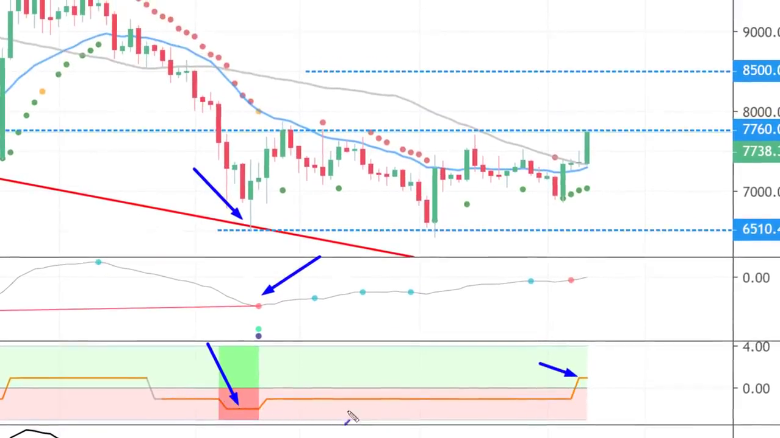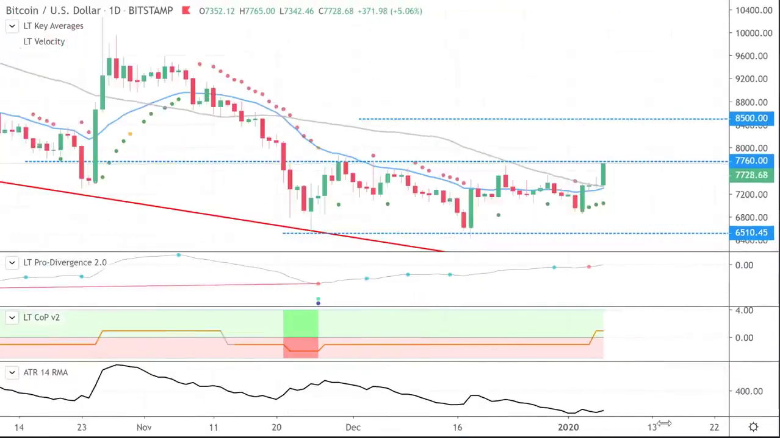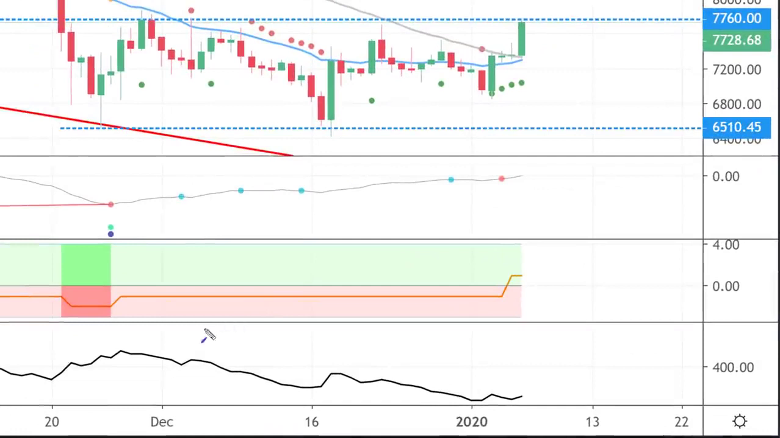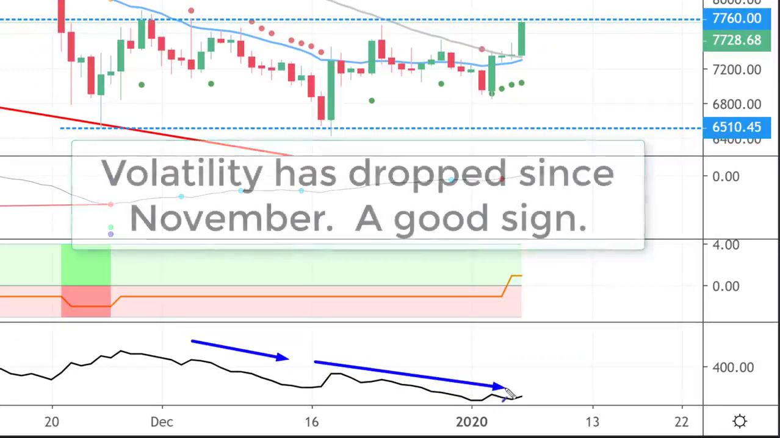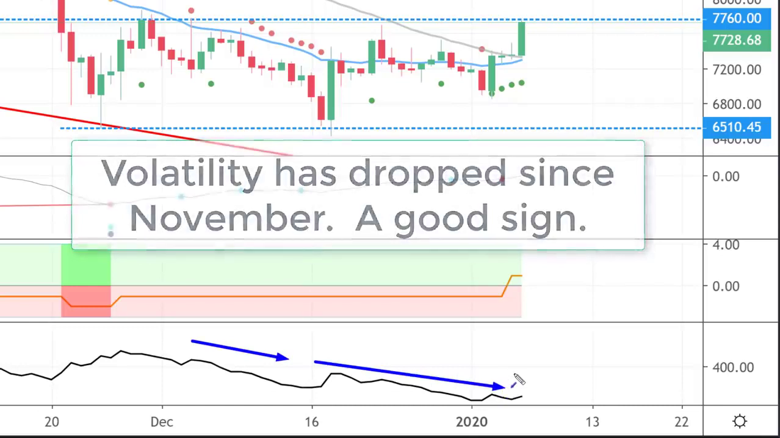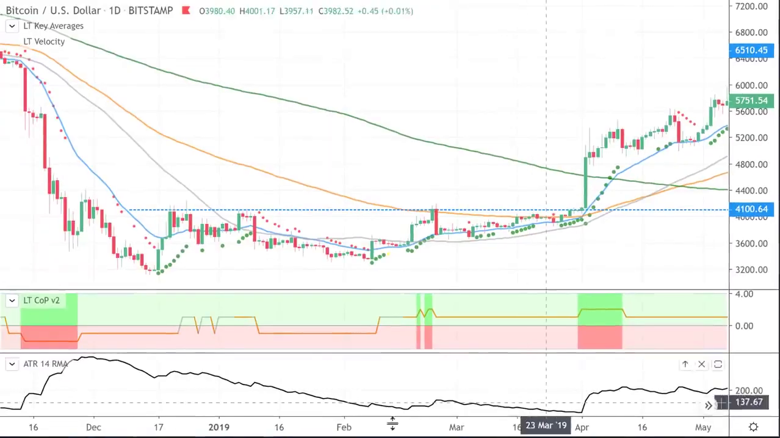So notice that the cycle of power is going from oversold red into the green, and something else, volatility. Volatility has dropped also dramatically. Since my video back in December, we've seen volatility continuing to drop lower and lower, which is what we want, because I mentioned back in December, we need to see volatility dropping significantly, just like we saw in previous major bottoms, like in 2019 and 2015 and so on.